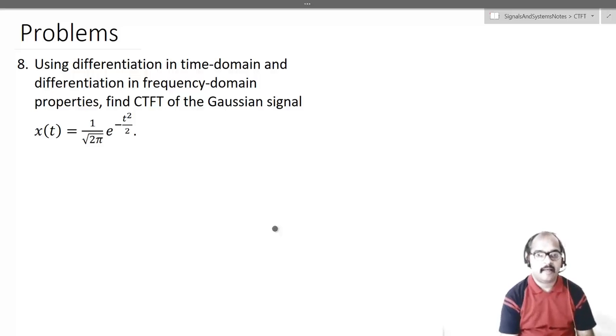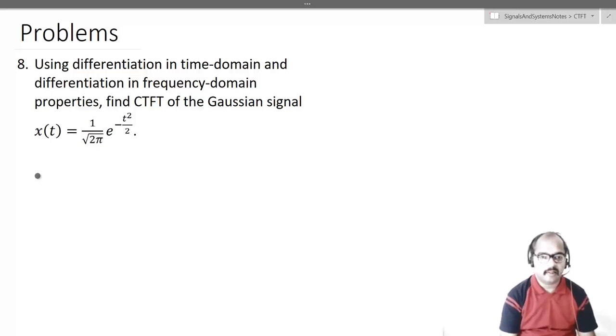Yes, let's move on to the eighth problem, which says that using differentiation in time domain and differentiation in frequency domain properties, find the Fourier transform of the Gaussian signal x of t equal to 1 by root 2 pi e power minus t square by 2.